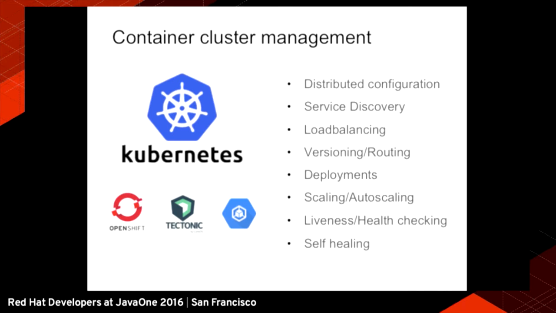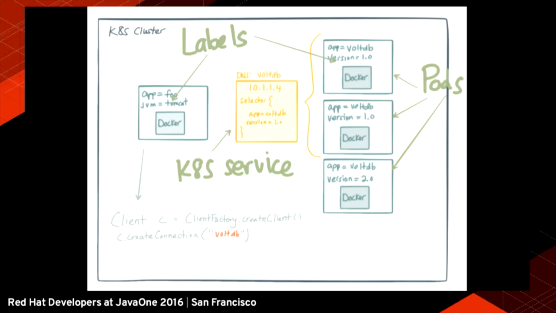At Red Hat, we're investing all of our time in building our platform as a service as a Kubernetes distribution. So OpenShift is Red Hat's distribution of Kubernetes. So here's an example of what service discovery looks like. If you understand these handful of concepts: pods, labels, and services.